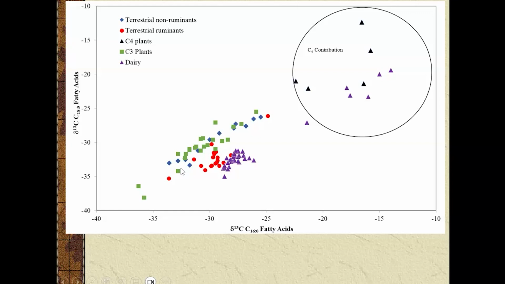So the ruminants are clustering down here, and we can use this in residues to see if we have ruminant adipose fats. But furthermore, dairy, and the dairy here is our purple triangles, are clustering even more depleted. And this, I'm afraid, gets to how ruminants and other animals produce milk.